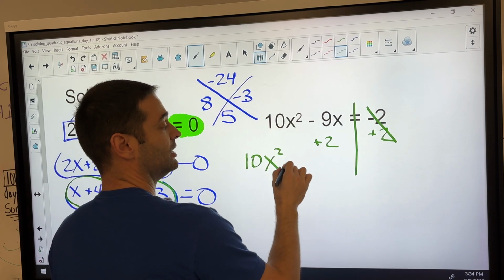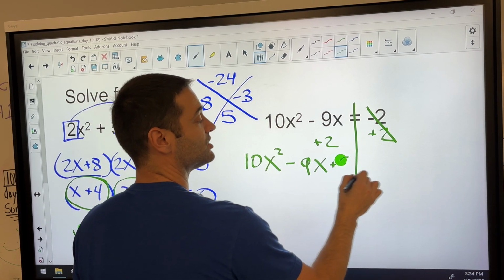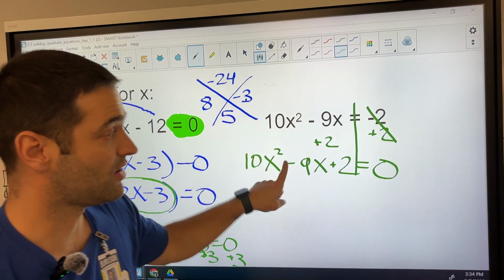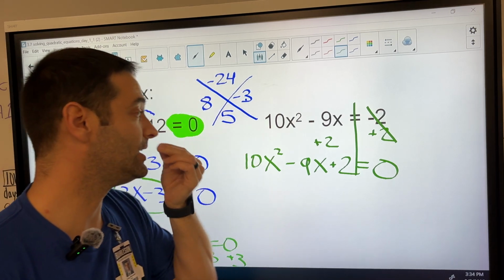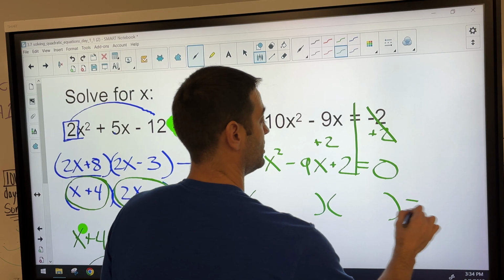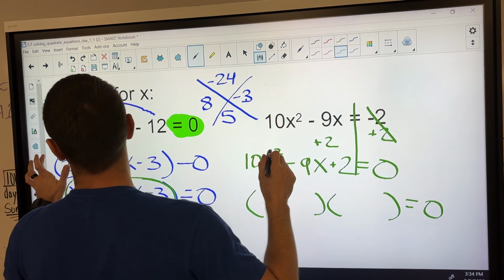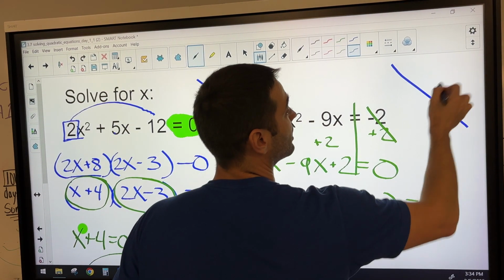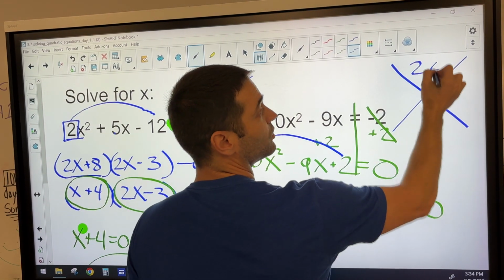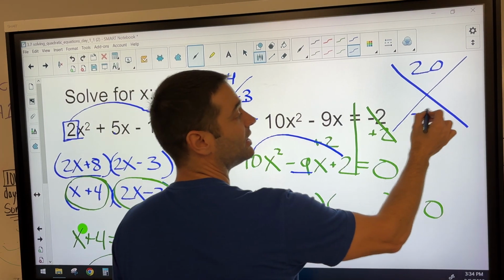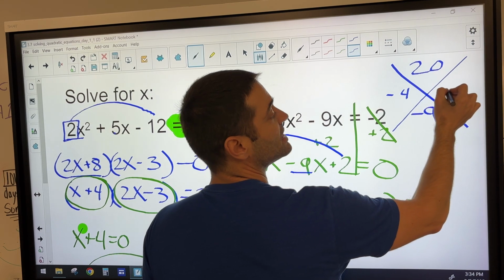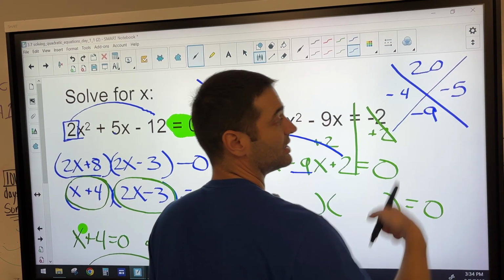10x squared minus 9x plus 2 equals 0. That is my solvable equation because it equals 0. All I need to do now is factor it. So, X box. Do I have space? I'll make space up here. 10 times 2 puts a 20 up top, negative 9 down bottom. Negative 4 times negative 5 gives me the 20 and the negative 9.